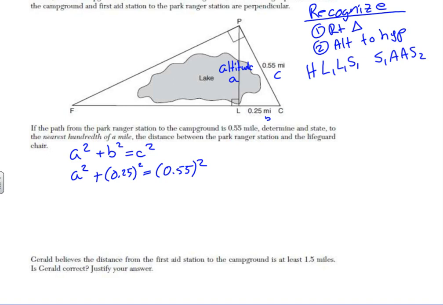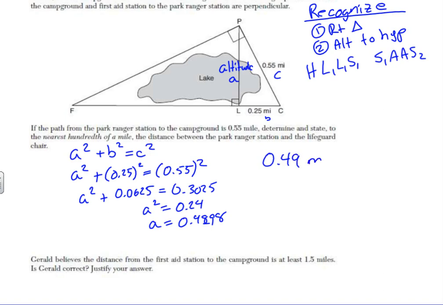So let's go ahead and just solve this question here. So I'm going to do 0.25 squared is 0.0625, and 0.55 squared is 0.3025. So I'm going to subtract 0.0625 from that, and A squared equals 0.24. And then I'm going to take the square root of that number, and A is going to be 0.4898. And what did it say? To the nearest hundredth of a mile. So we're going to round up this to a 9. So it's going to be 0.49 miles would be the distance.